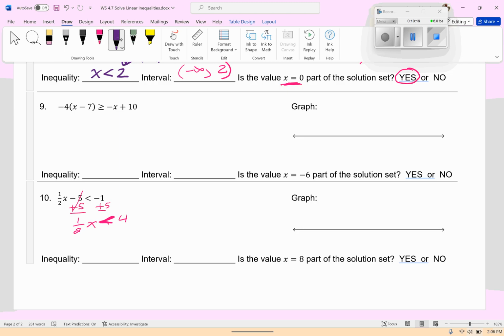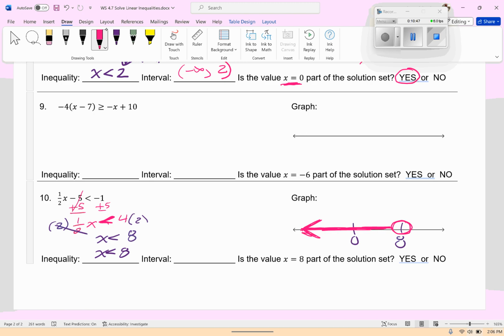And then let's get rid of that fraction. So I'm going to multiply both sides by 2. Those cancel. So x is less than 8. That's my interval. On my number line, draw this. Open or closed dot at the 8? Open. There's no equal sign. And I'm shading left. Remember, when the x comes first, it points the direction it's going.